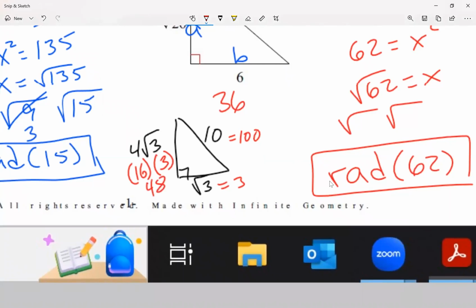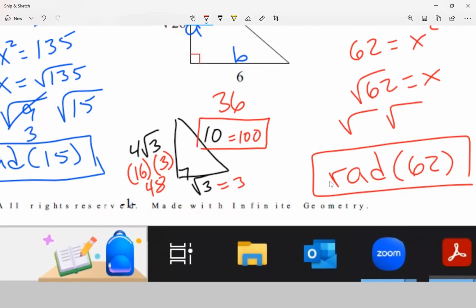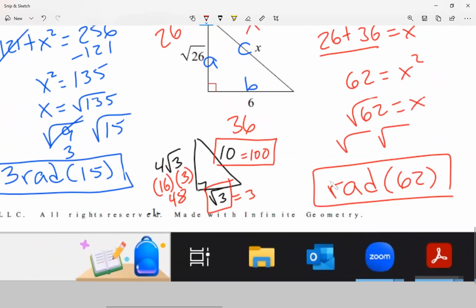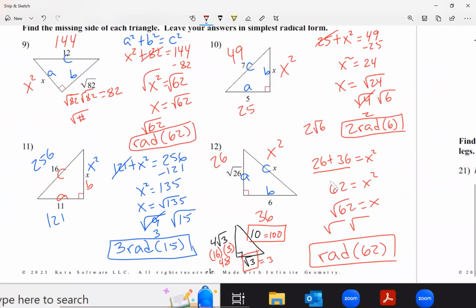So again, let me just say this. When you just have a whole number, just multiply by itself. When you have a radical, it's easy, right? When you square it, you get rid of the radical. Now, when you have a whole number and a radical, square the whole number first, square the radical, and then combine them. Okay? Should be good now.